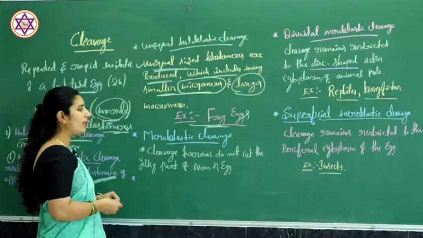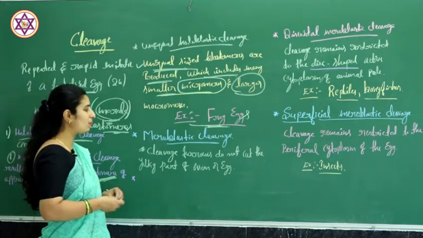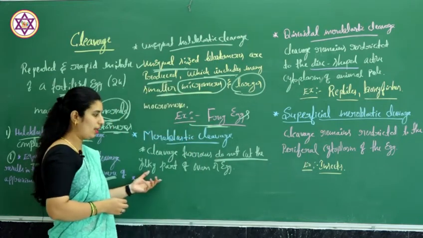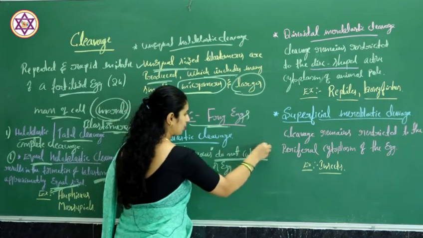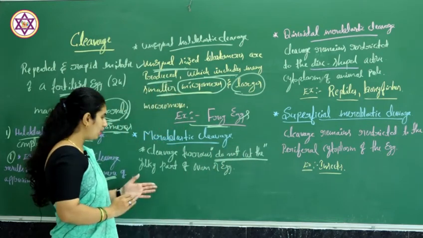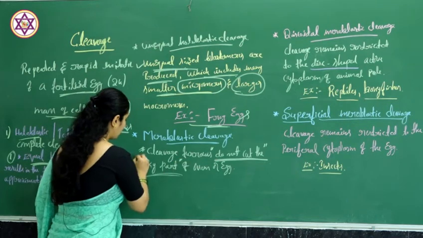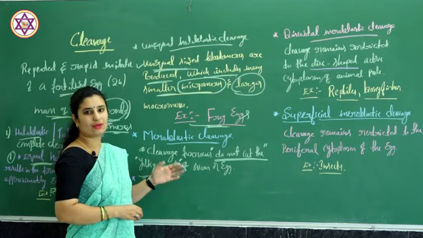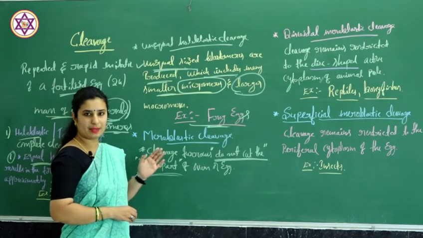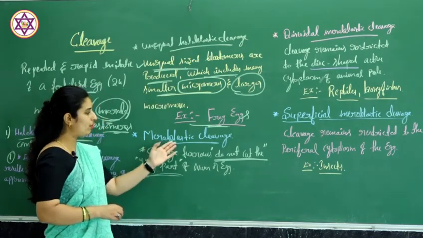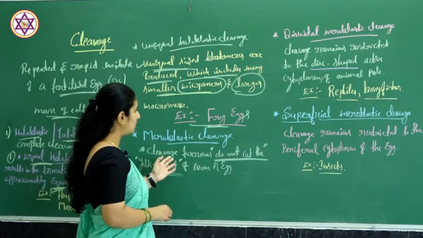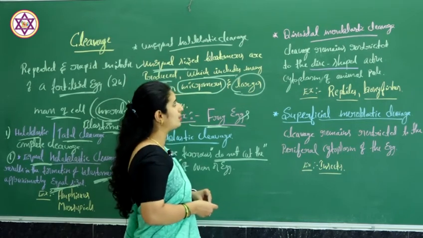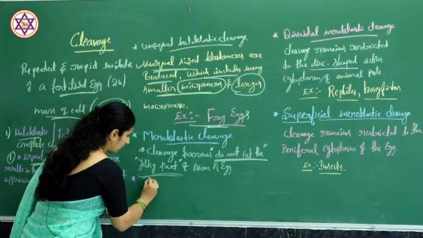Meroblastic cleavage means the cleavage furrows do not cut the yolky part of an egg. They cut only the active cytoplasmic part. That is meroblastic cleavage. In meroblastic cleavage also, we have two types.